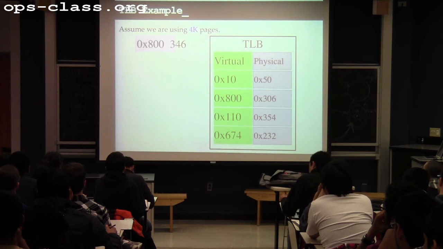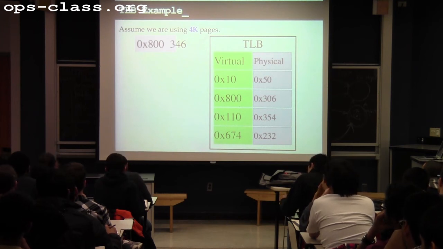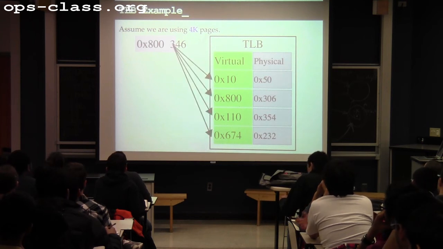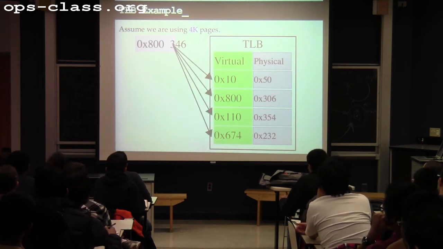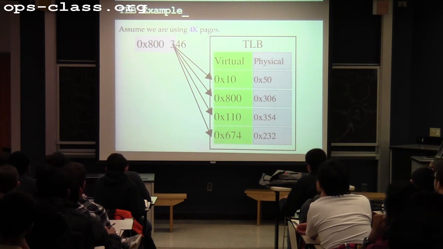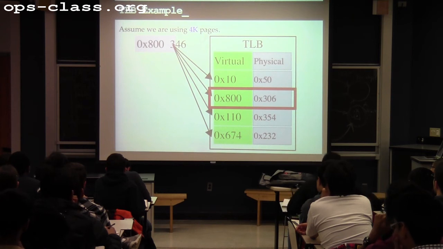Does the TLB know how to map this virtual page number? Yeah, it does. Remember how CAMs work? This is a single cycle operation. I check everything at once. Ding, ding, ding, I have a winner, right? So how do I translate this address?